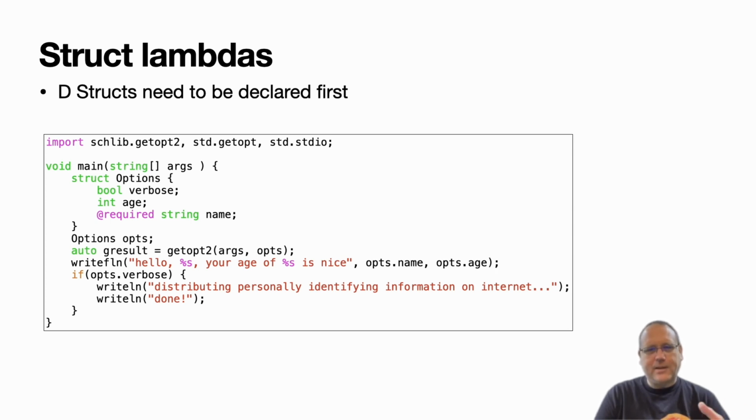Well, that's, again, repeating myself. This is the only reason this struct exists, is to call the options function. I wish I didn't have to do all that, but I do. And that's just the way it is in D. You can't define structs inline.